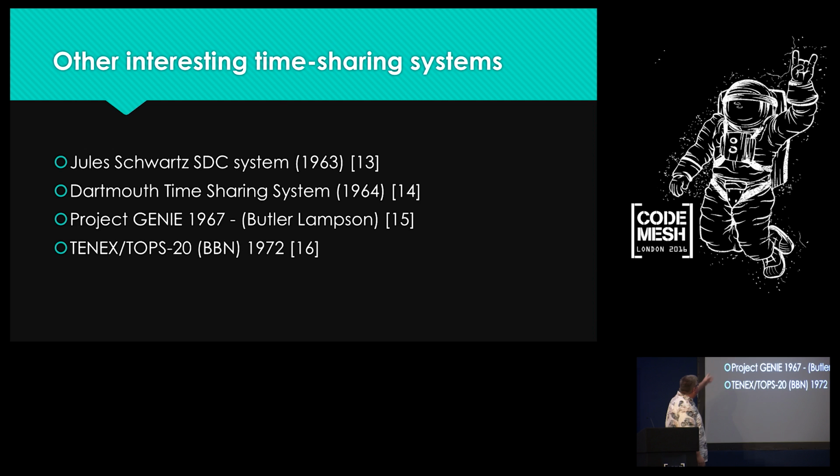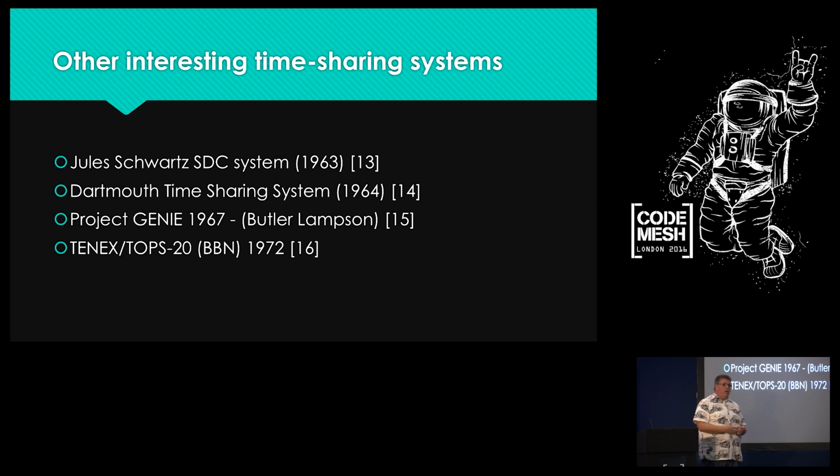Jules Schwartz was also a software developer, professor of computer science, who worked at a company called the System Development Corporation, which was on the West Coast. And in 1963, they had some excess machines that had been built for the SAGE program. And SAGE was this Air Force, U.S.